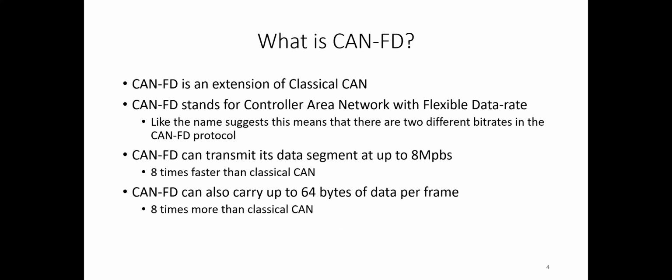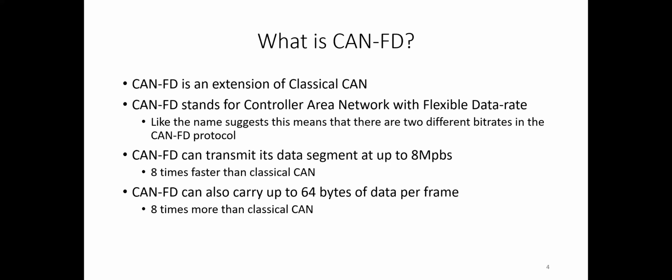So diving in, what is CAN FD? CAN FD is an extension of classical CAN, where CAN stands for Controller Area Network, which means CAN FD stands for Controller Area Network with Flexible Data Rate. With CAN FD, you can transmit its data segment at up to 8 megabits per second per the CAN FD standard, which is 8 times faster than classical CAN. And CAN FD can carry up to 64 bytes of data per frame, as opposed to 8 bytes in classical CAN.